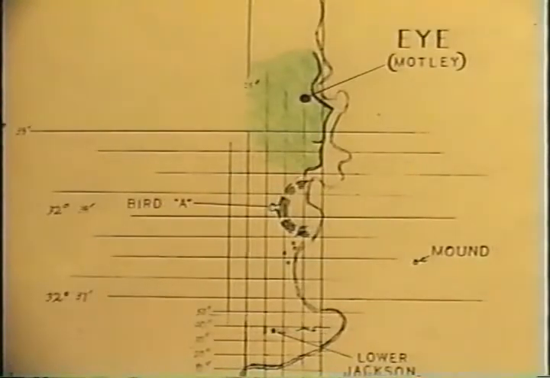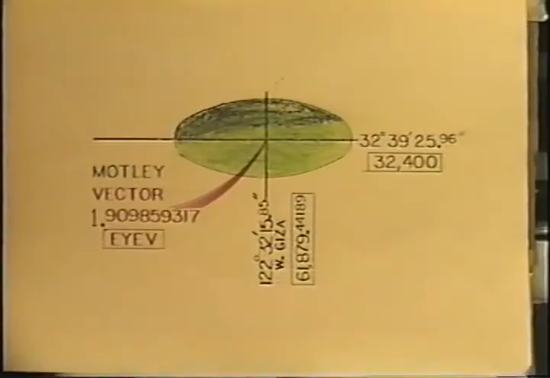We have covered Poverty Point in the original video, so let's get right to the point. Its grid point. The eye on the face, the misnamed Motley Mound, which also resides near water. Its value in the matrix, 1.909859, or 1/30th of the radian, another mathematical constant.